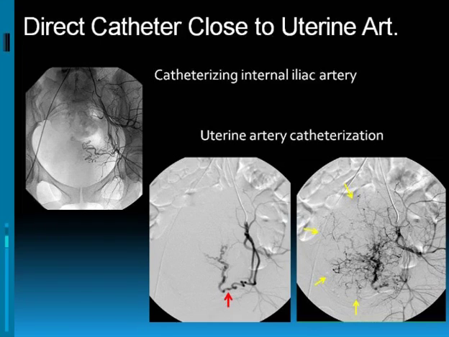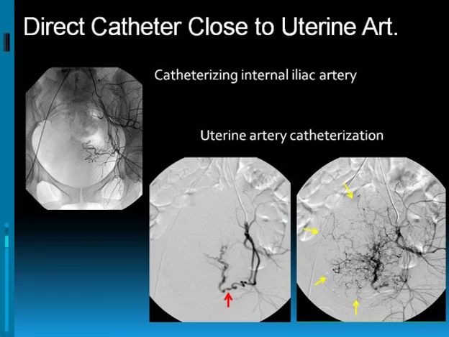Once we get into the region of the uterine artery, we then use some injections of X-ray dye to specifically find the uterine artery itself, and the image on the left shows us getting into what's called the internal iliac artery, which is the parent artery for the uterine artery.